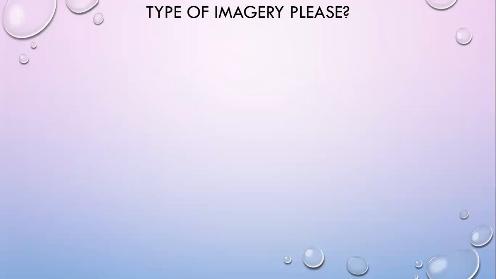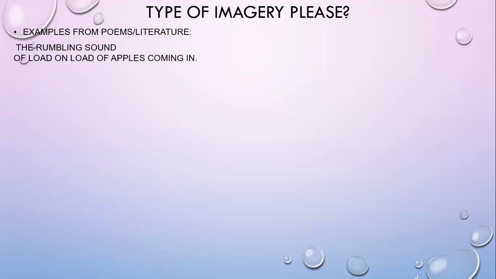Now, you have to mention the types of imageries from the poems, from the literature. A few examples have been quoted. You have to go through them and find out what is the right possible answer. The first one: the rumbling sound of lot on lot of apples coming in.